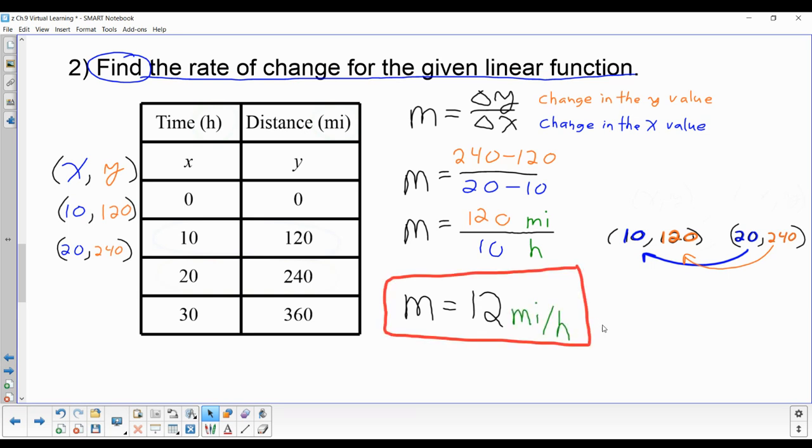So the way that you find rate of change is done the same way you find slope. The only difference is you have to make sure you have the labels in when doing the problem.